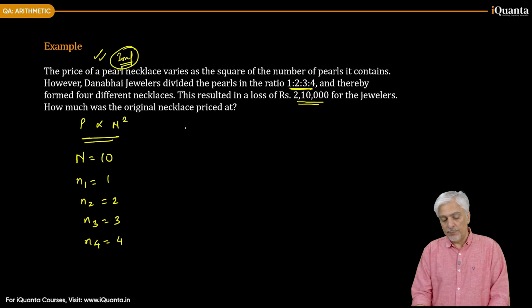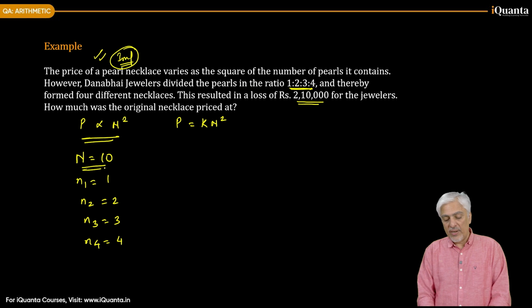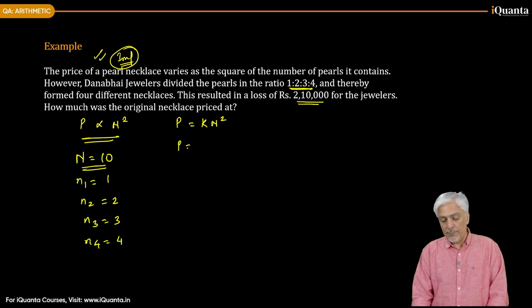So what do I know? Now see, there's the loss. That means let's first find each part. What is the price of the original necklace? P will be equal to K into N square. If I take N as 10, so I'll get P is equal to 10 square, which is 100K.